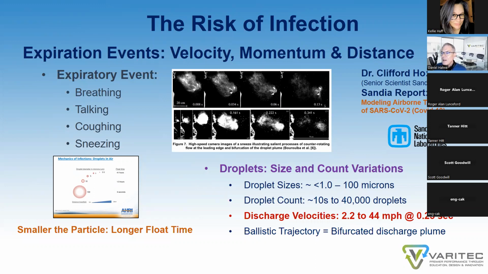So the actual discharge plume evacuated from somebody also has different profiles depending on the violence of the event. Tidal breathing, you have laminar flow plumes of small droplets. Coughing or sneezing, you have bifurcated plumes coming off of an agent that can project large droplets far distances of 15, 20, up to 28 feet.